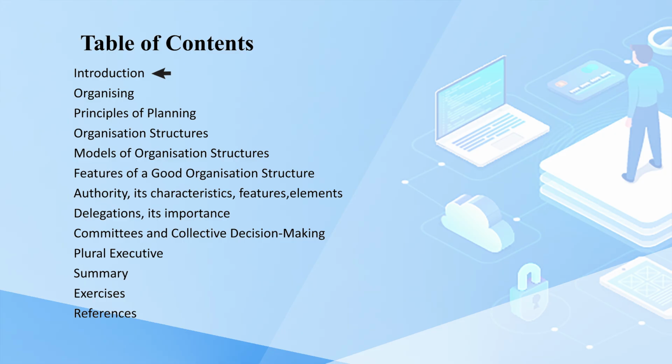So this is the table of contents. You can see the introduction, organizing, principles of planning, organizing structures, models of organizing structures, features of good organization structures, authority and characteristics, features, elements, delegation and its importance, committees, collective decision making, role activities, summary, exercises, and references.